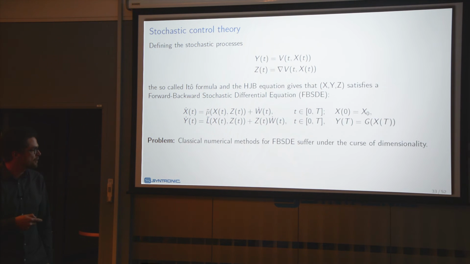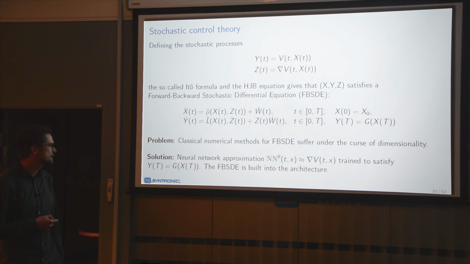Problem: classical numerical methods for FBSDEs suffer under the curse of dimensionality, possibly even worse than the PDEs. But we're still approaching something useful. The solution is to do a neural network approximation of the gradient, trained to satisfy the terminal condition. And in this network, the equation is built into the architecture of the network.